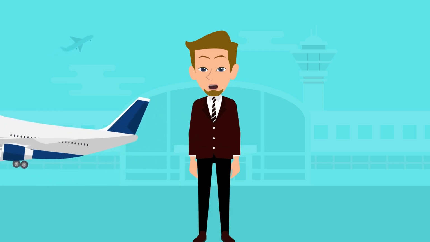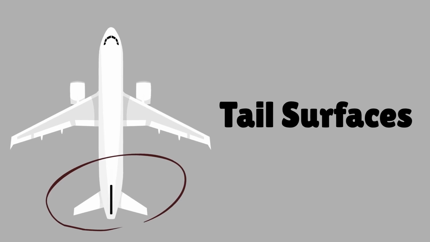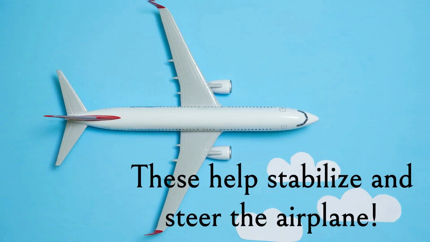Okay, kids, now we continue talking about how an airplane works. Tail surfaces. At the back of the airplane are the tail surfaces, including the vertical stabilizer and the rudder. These help stabilize and steer the airplane.